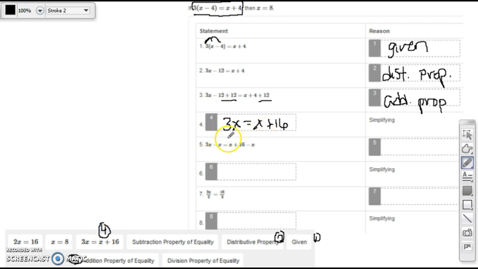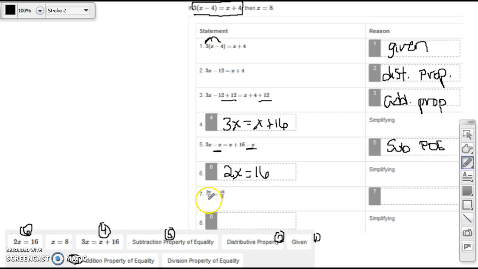All right, and then we look and see the next thing they did was they subtracted x from this side and they subtracted x from this side. That's that subtraction property of equality. I'm going to put property of equality, POE. All right, then it asks us to simplify. So 3x minus x is 2x. And then the x's on this side cancel, leaving us with just 16. So that would be step 6.